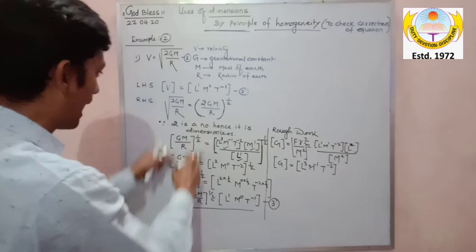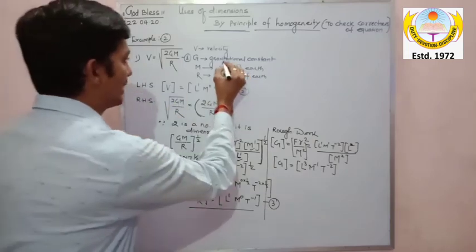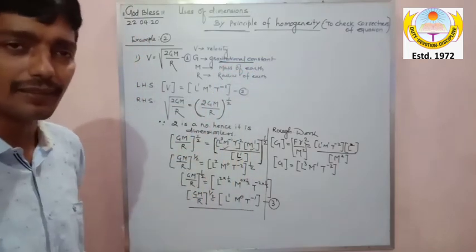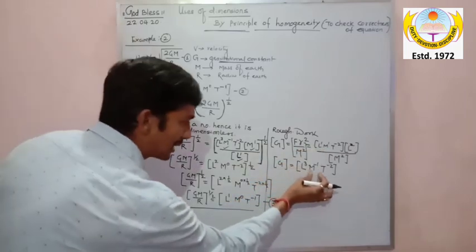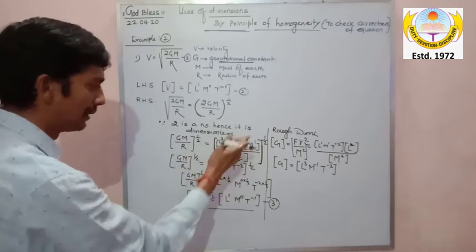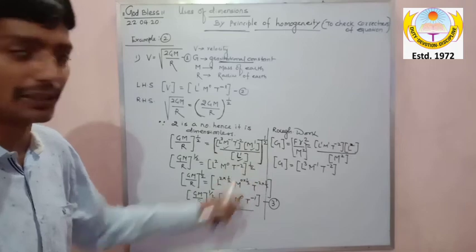Because, sir, in this dimension, capital G is the gravitational constant, and this dimension I don't know orally in the exam. So I calculated it first in rough and then substituted that answer in place of G. The rest of the dimensions I can do orally. The dimension of mass is oral, the dimension of R is oral.